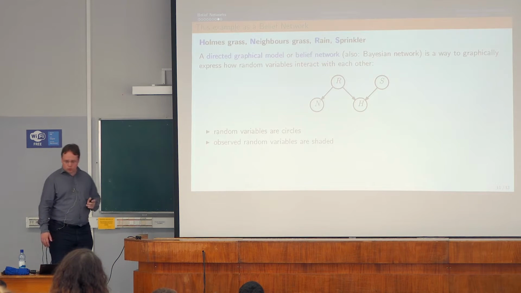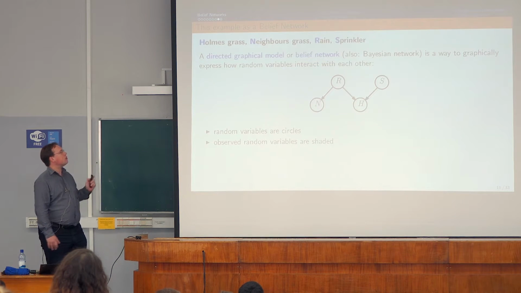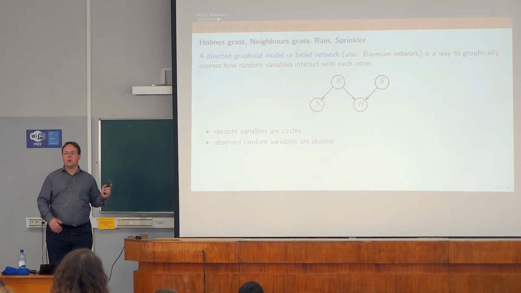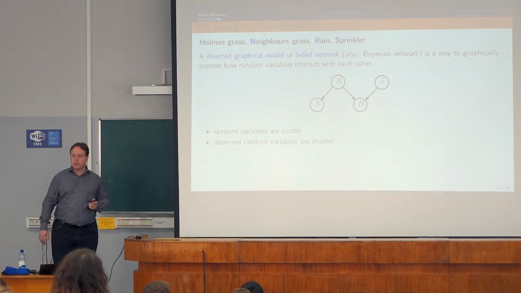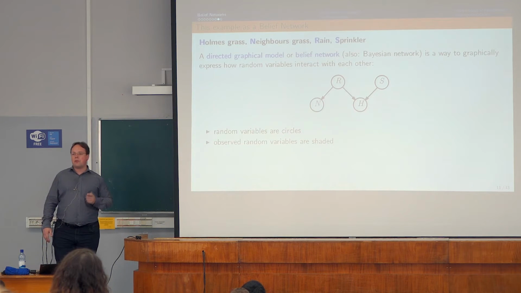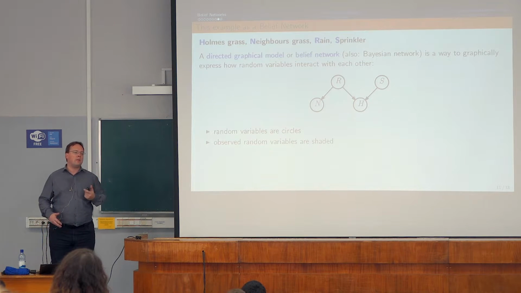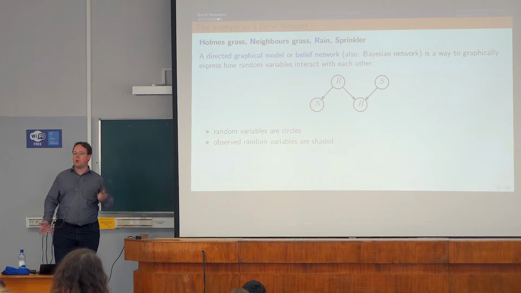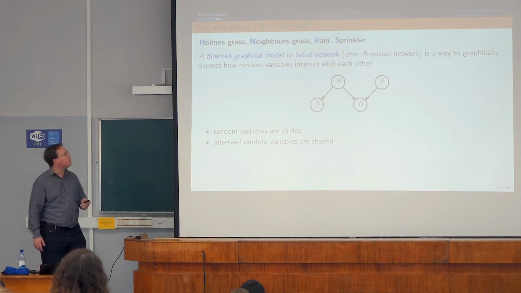A graphical model, or so-called belief network, is essentially a tool for expressing your knowledge about these kinds of distributions. It's a graphical way of expressing how random variables interact with each other. And the graphical way is really just a tool for us people in order to understand and handle these kinds of expressions, knowing what we're allowed to do and what we're not allowed to do.